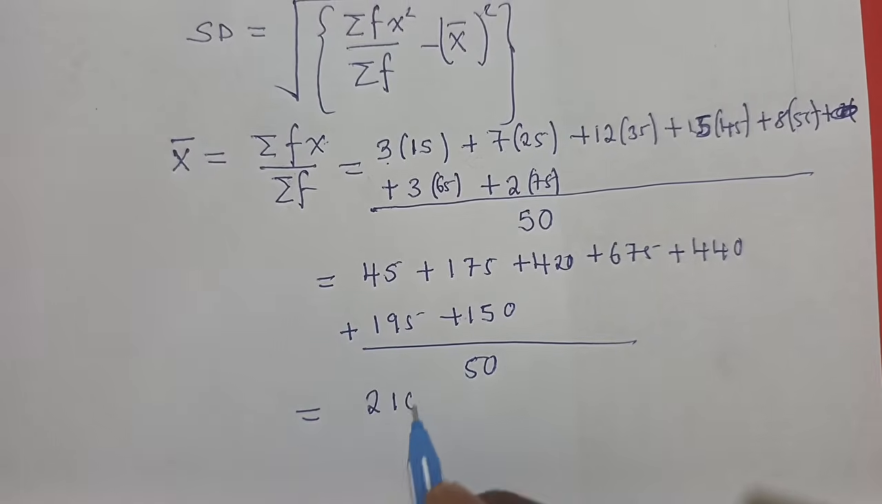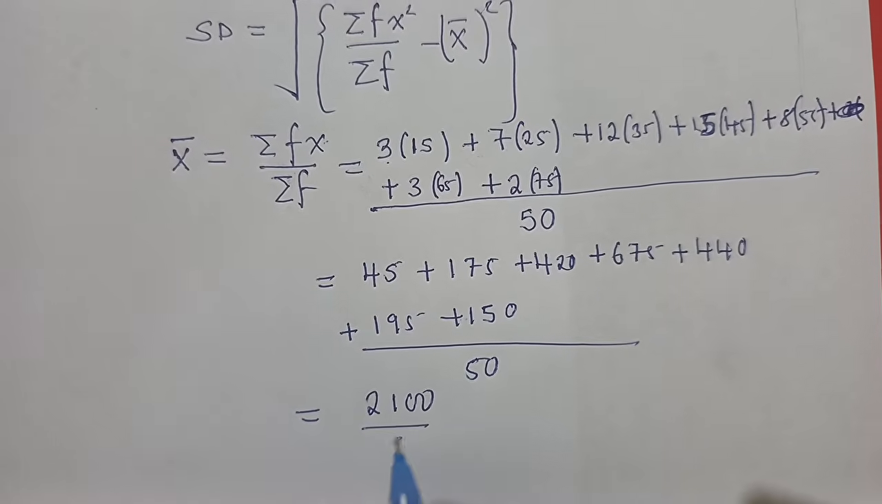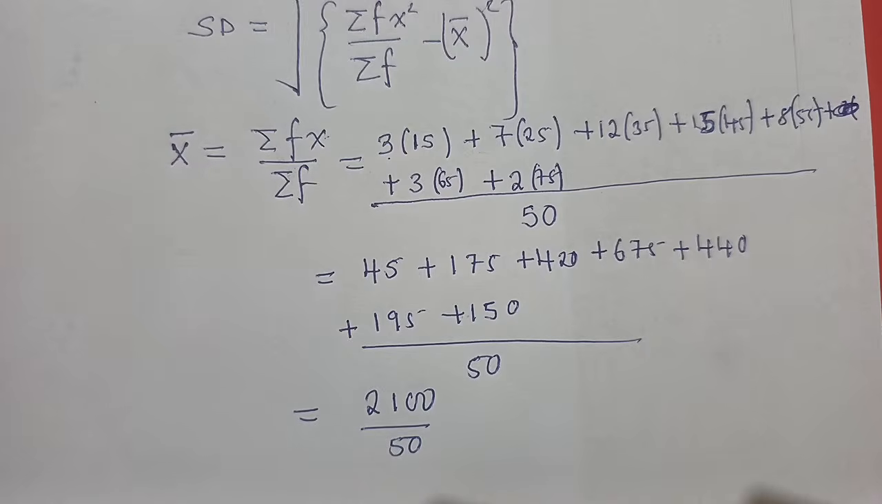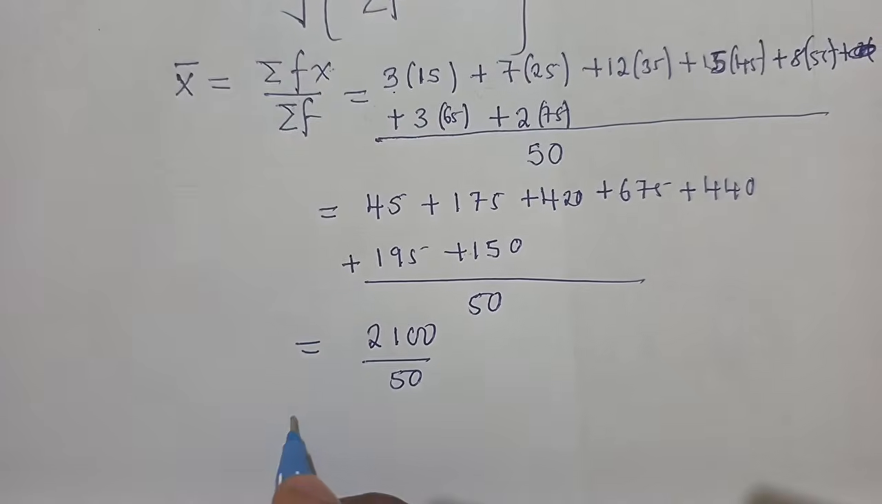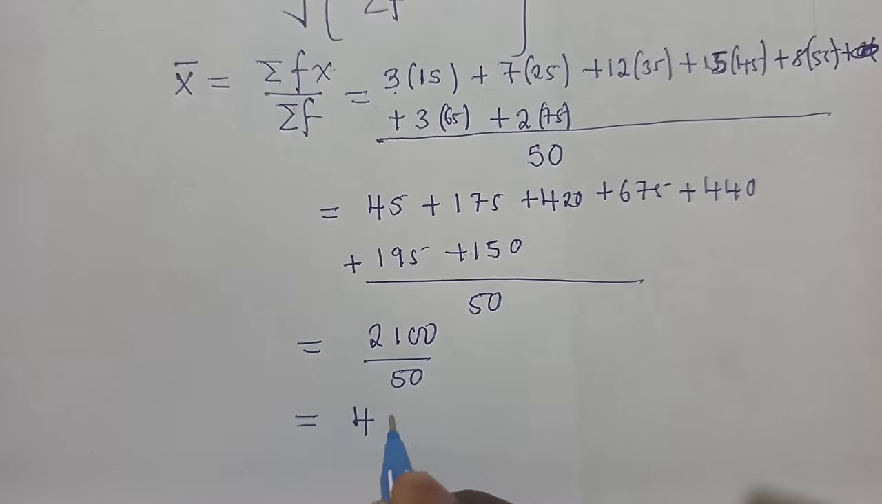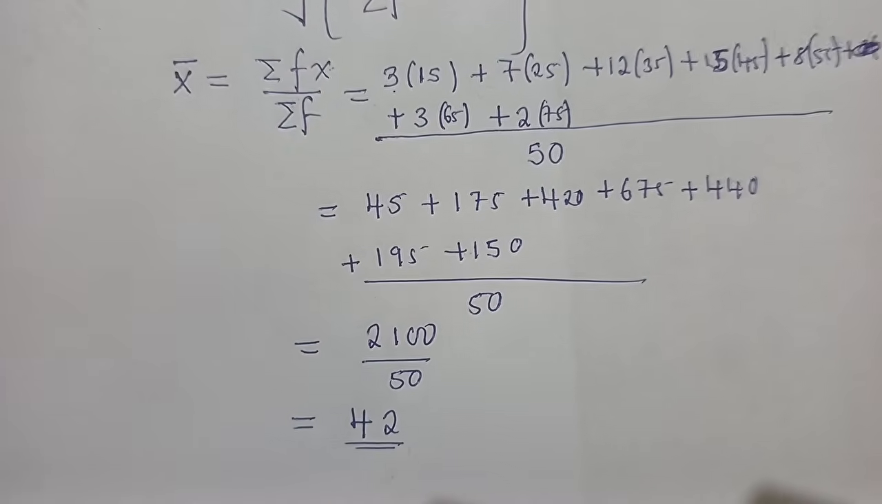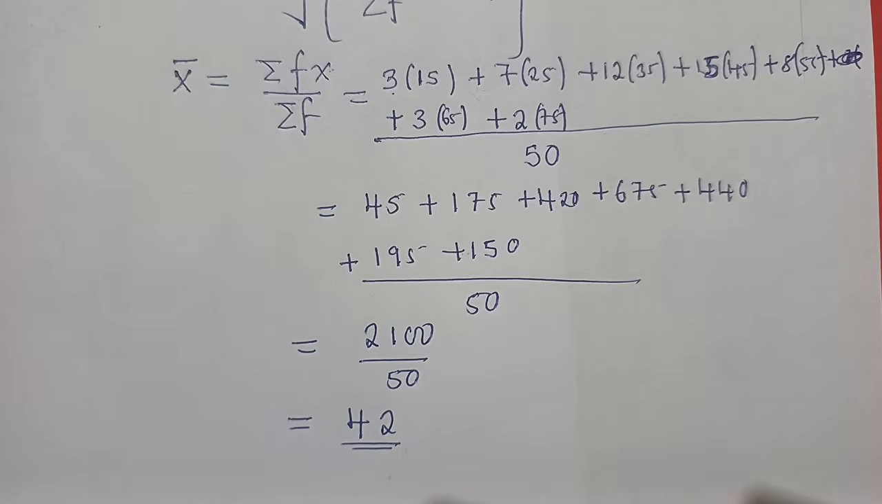It's 2,100 over 50. So when you divide by 50, this is giving us 42. So we've just gotten 42. So the mean is equal to 42.